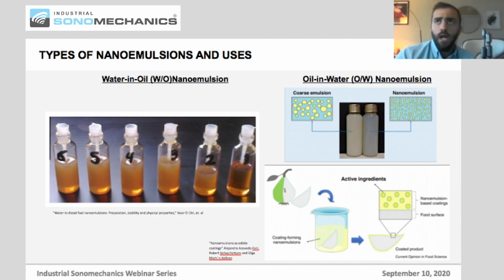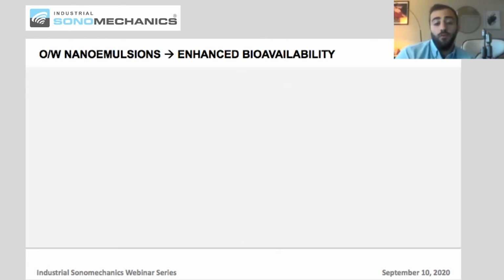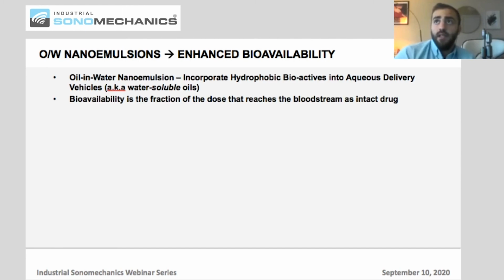industries. Our main concern with nanoemulsions are oil and water nanoemulsions, and that's because they allow you to incorporate hydrophobic bioactives into aqueous delivery vehicles. They've also been referred to as water-soluble oils. Strictly speaking, the oils do not become water-soluble, but for all intents and purposes, in terms of mixing into water, they are.